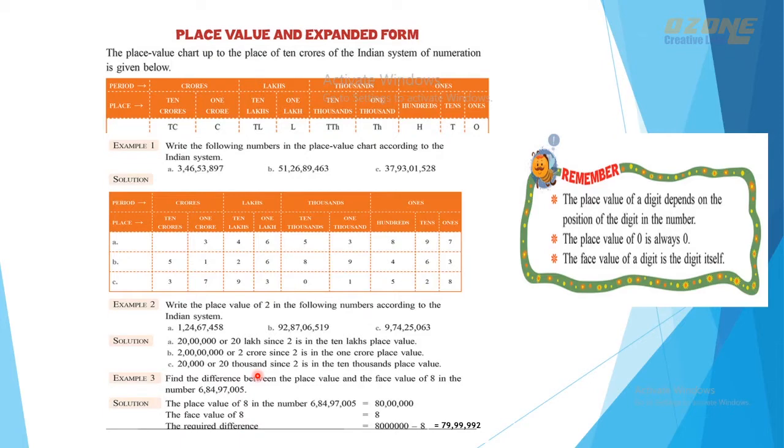Next example, find the difference. Difference denotes to subtract the given numbers. So find the difference between the place value and face value of 8 in the given number. The place value of 8 is 80 lakhs and the face value of 8 is the number itself, so 8 itself.